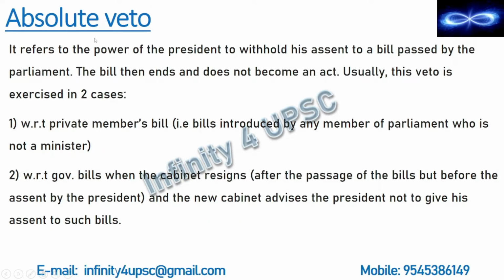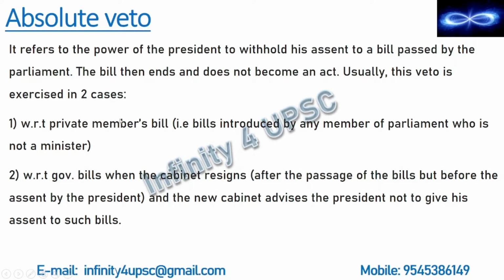First one, absolute veto. It refers to the power of the President to withhold his assent to a bill passed by the Parliament. That is, he is not giving his assent, he is not saying yes to the bill. What will happen then? The bill then ends and does not become an act. So the bill is dropped then and there itself. Usually this veto is exercised in 2 cases. One, with respect to a private member's bill.